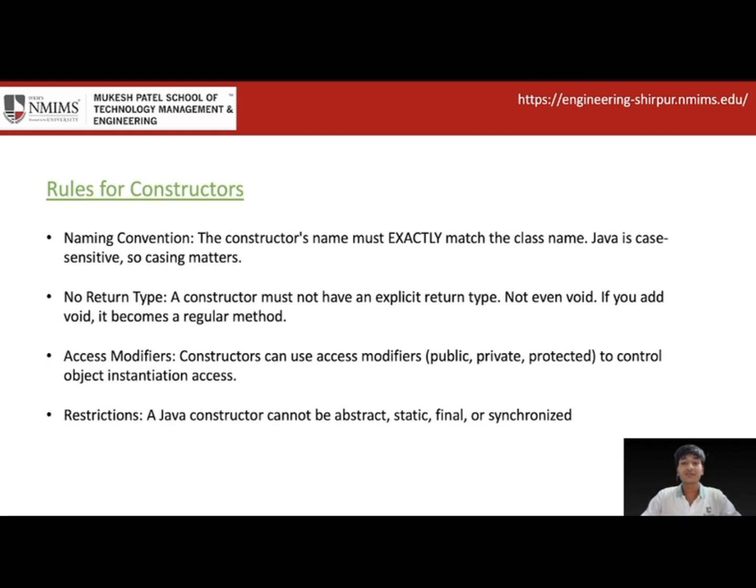It is a common pitfall for beginners, but if you add void, Java will treat it as a regular method instead of a constructor. While they don't have return types, constructors can use access modifiers like public, private, or protected to control who has access to initialize the object. Finally, there are some keywords. A Java constructor cannot be abstract, static, final, or synchronized.